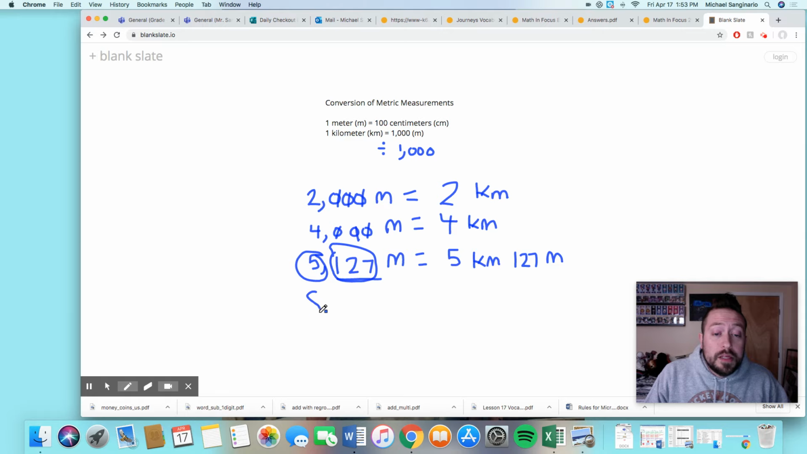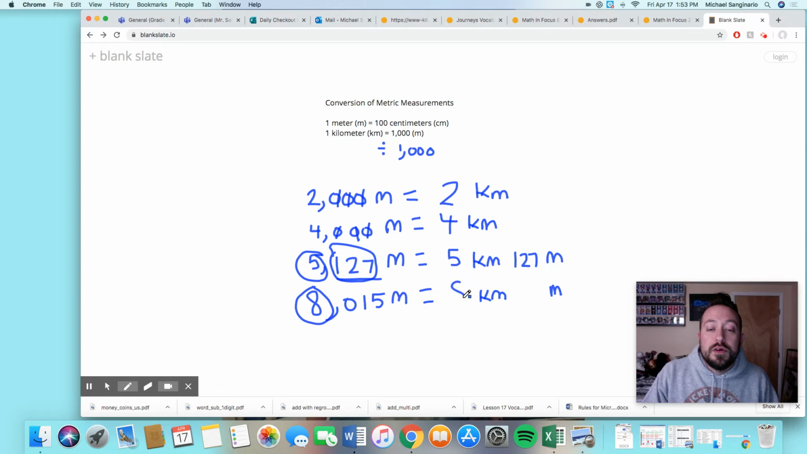Let's see if you had a number like this, 8,015 meters, okay? If it was just 8,000, it would just be 8 kilometers, you'd be done. That's not the case here. So we're going to have a kilometer and a meter, okay? So here's the 8, it's in the thousands place, 8,000. That 8 is going to convert into the kilometers. The remaining number is 15. I don't need the 0 anymore, and it's just going to be 15 meters, okay? And that's how you're going to do the conversions.